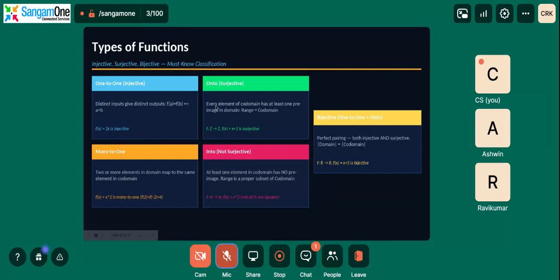Onto is surjective. Every element of the codomain has at least one pre-image in the domain, so range equals codomain. The example is Z maps to Z, f of x equal to x plus 1, which is surjective. Many to one: two or more elements in the domain map to the same element in the codomain.